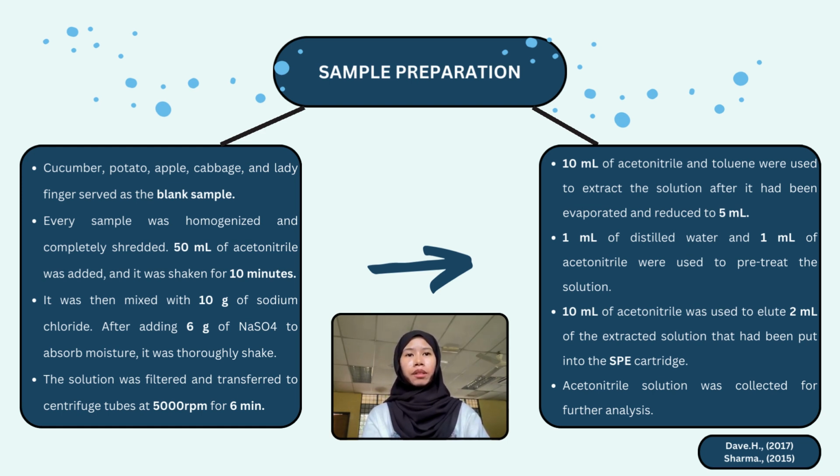The solution was filtered and transferred to centrifuge tubes at 5000 rpm for 6 minutes. 10 ml of acetonitrile and toluene were used to extract the solution after it had been evaporated and reduced to 5 ml. 1 ml of distilled water and 1 ml of acetonitrile were used to pre-treat the solution. 10 ml of acetonitrile was used to elute 2 ml of the extracted solution that had been put into the SPE cartridge. Acetonitrile solution was collected for further analysis.